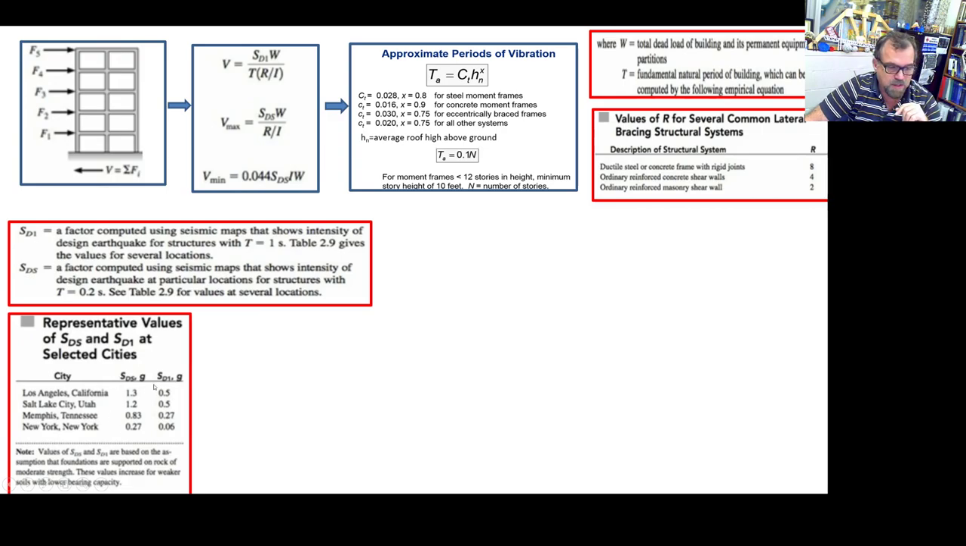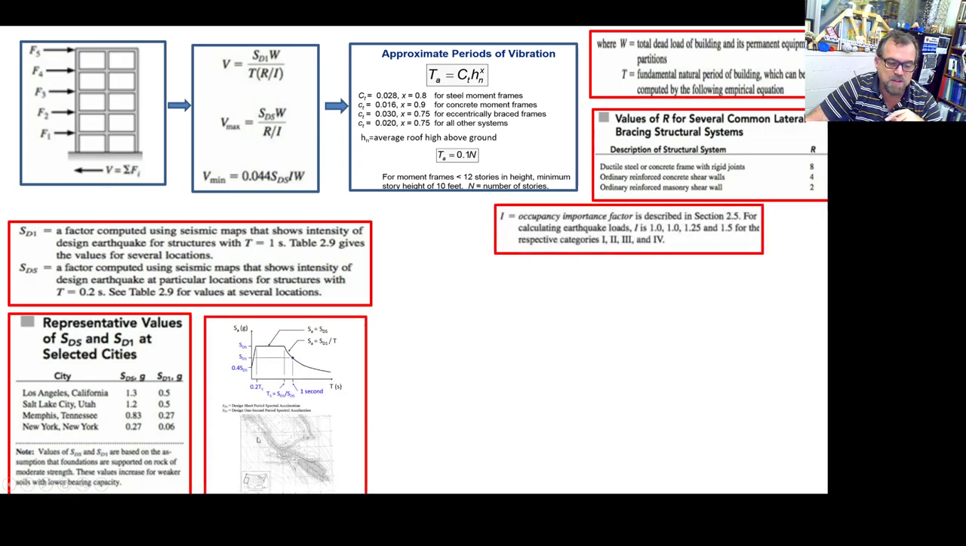Now there are tables that provide those values also for different cities. You don't have to do the whole analysis, but if you do, you have to go get maps, get into charts, and calculate those values. That's basically it. Now, we already have SD1, we already have W, we have T, we have R, and then we have the occupancy impact factor.